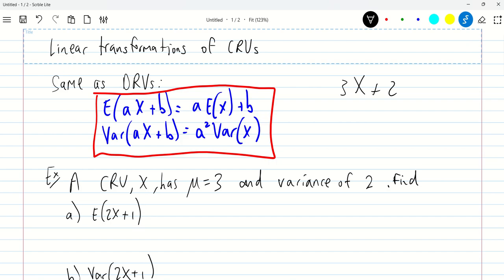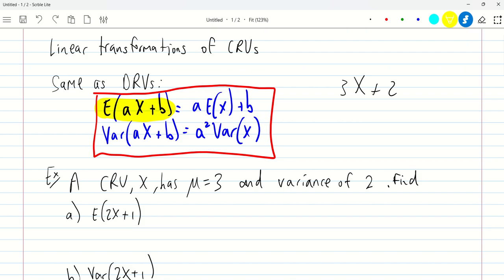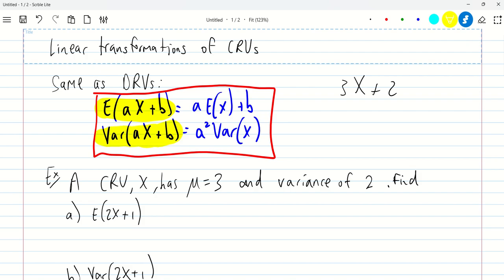Now these are exactly the same as for DRVs, exactly the same formulas, and they're written there in front of you. If you've got the expected value of a linear transformation of X, the a comes out the front, multiplied by E(X), plus b. When you do examples, it totally makes sense why that's true. Variance is not so clear, but it's the same formula as discrete.